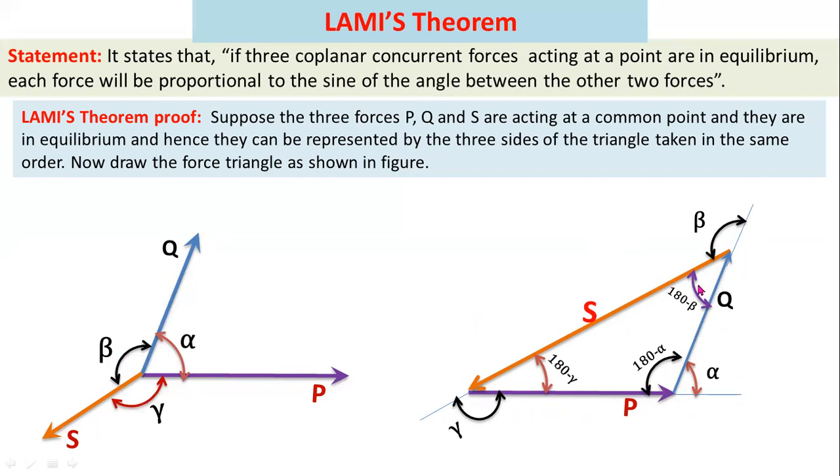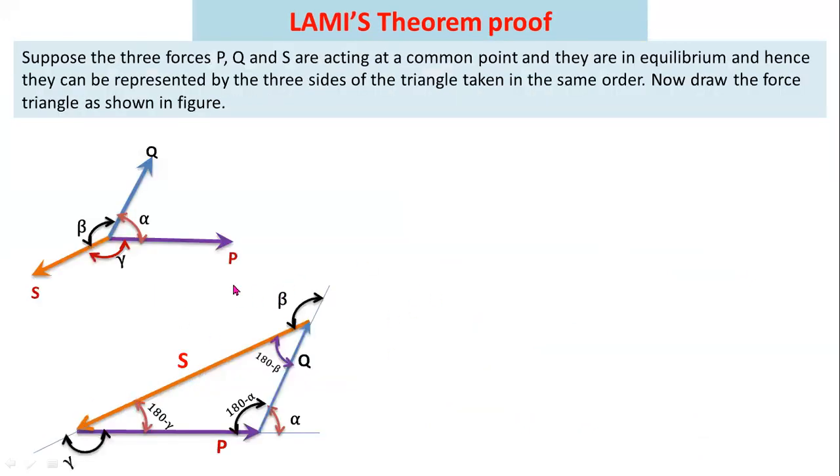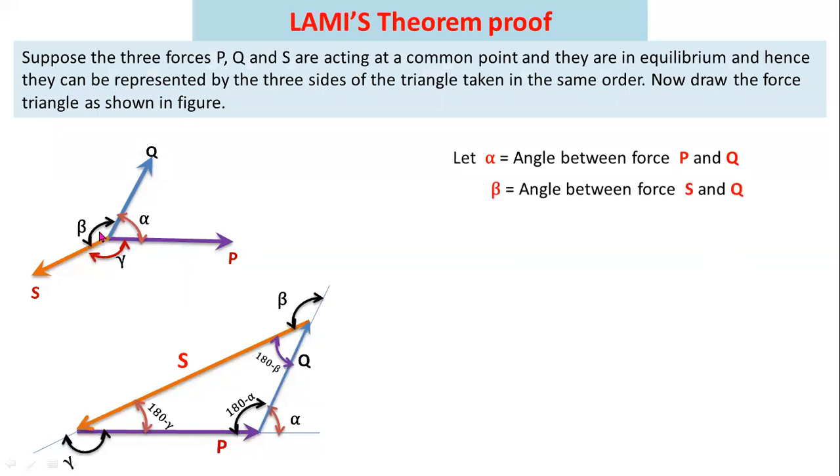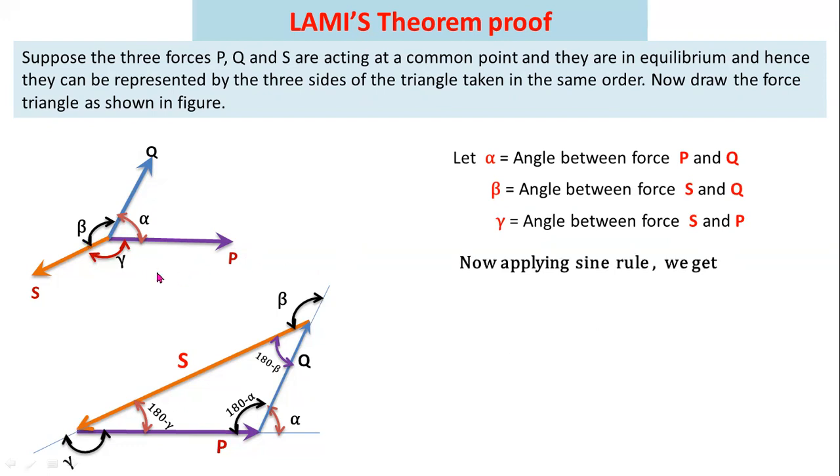From this triangle you have to prove Lami's theorem. Now alpha is the angle between forces P and Q, beta is the angle between forces S and Q, and gamma is the angle between forces S and P. Now applying the sine rule. You have to apply the sine rule for this triangle.